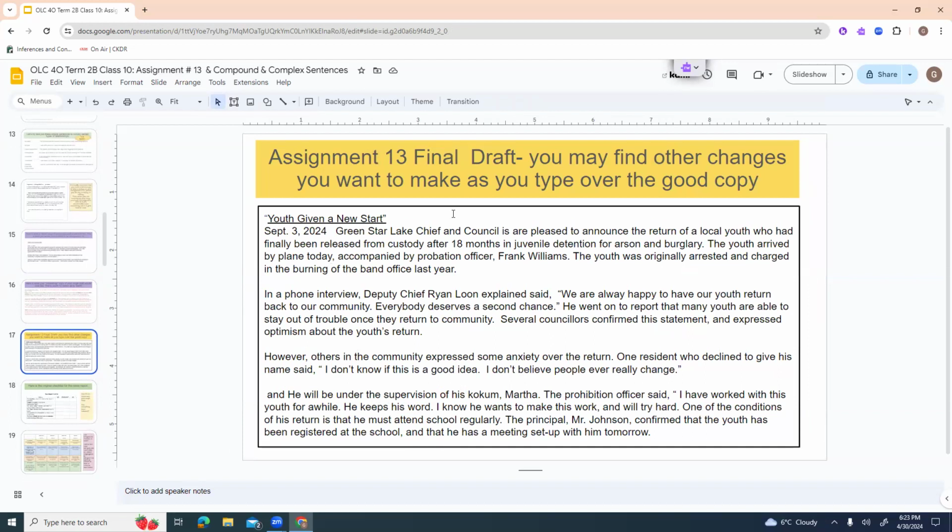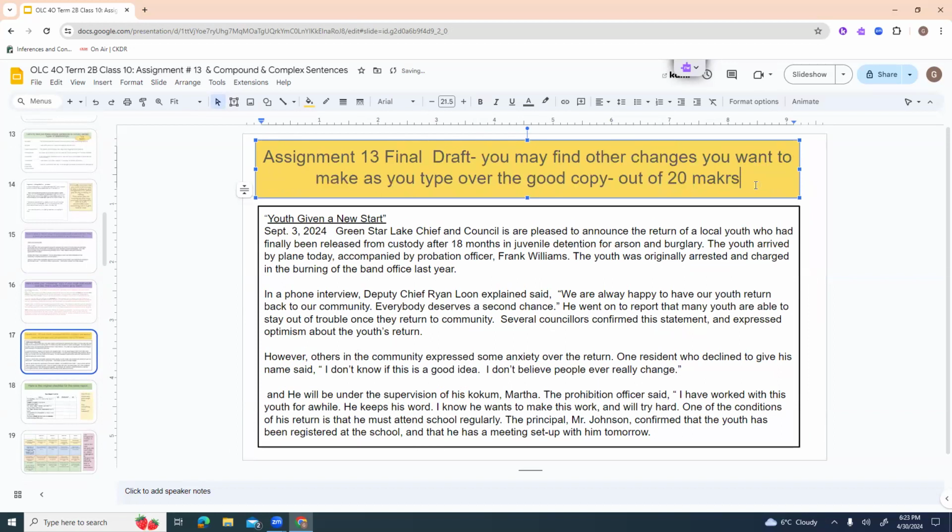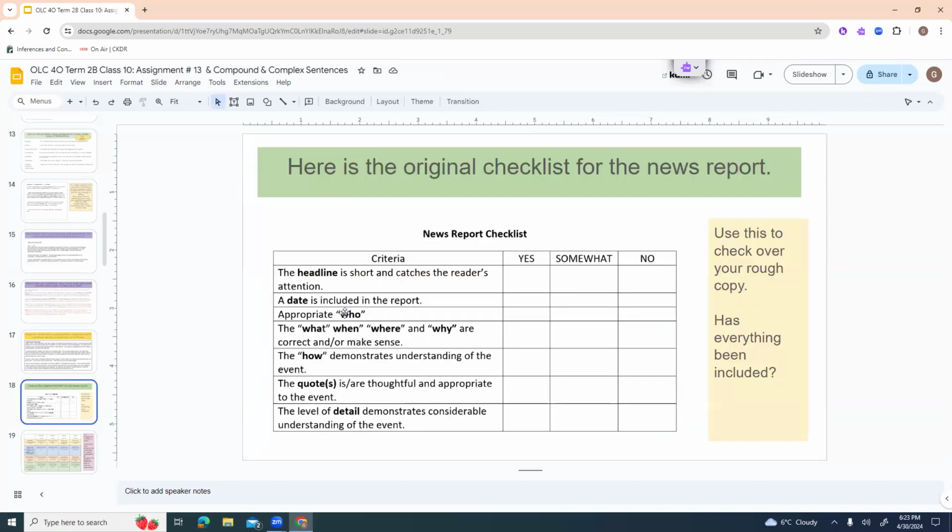And then I would hand in my final draft, which is out of 20 marks. Now, there's no guarantee you're going to get 20 marks 100%, right? But if you meet all the criteria, you probably will get somewhere between 16 and 20. But you do got to make sure you've met the criteria. Well, how do you know if you've met the criteria? Let me tell you how. I was waiting for you to ask me that question.